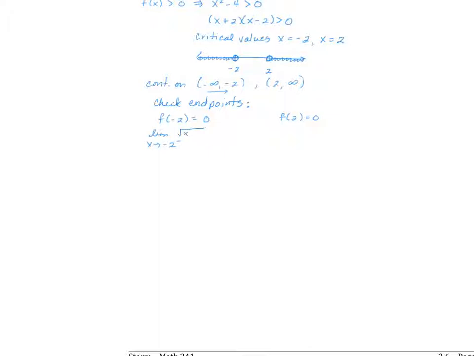And this would be the square root of x squared minus 4. This limit is equal to the square root of 4 minus 4, which is equal to 0. Okay, so the value of the function and the limit are the same. That means we can include negative 2.